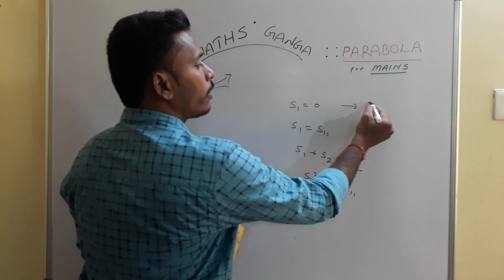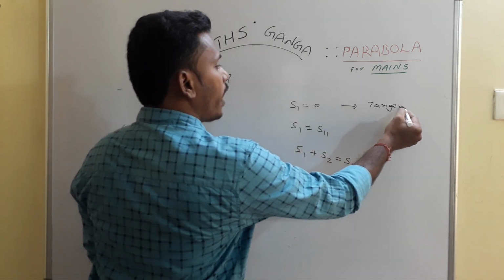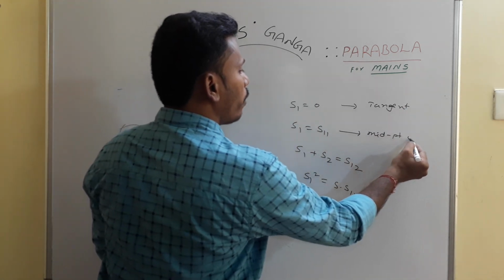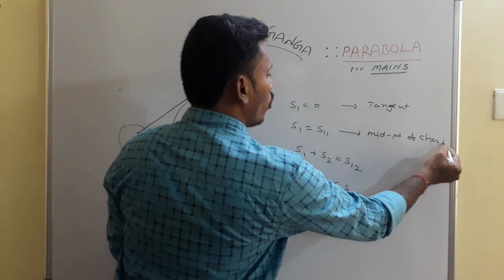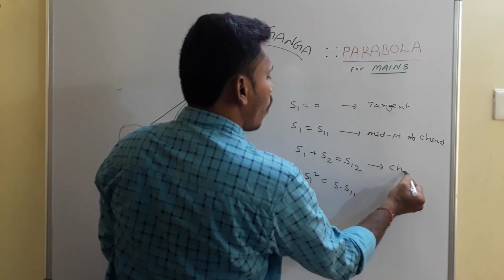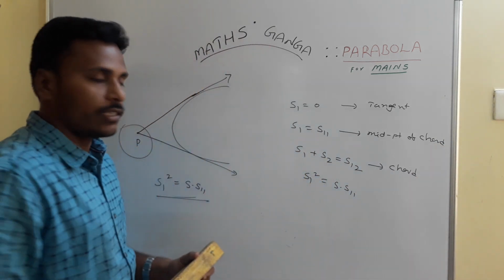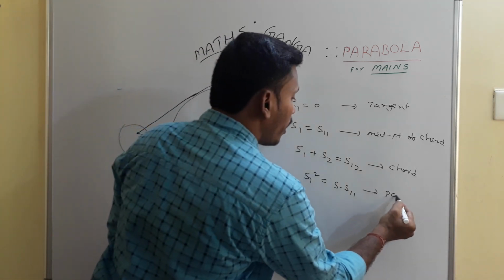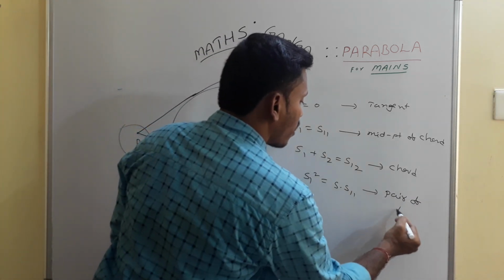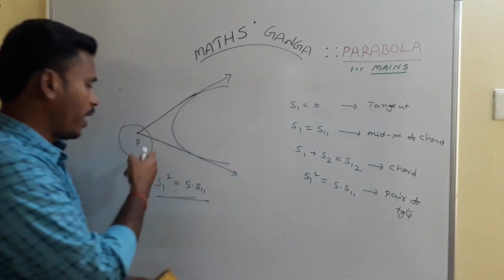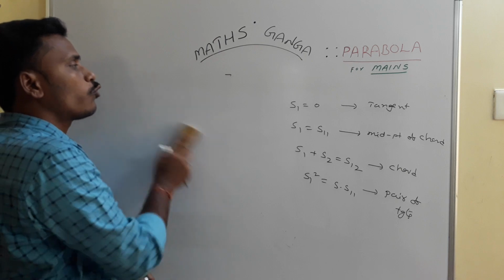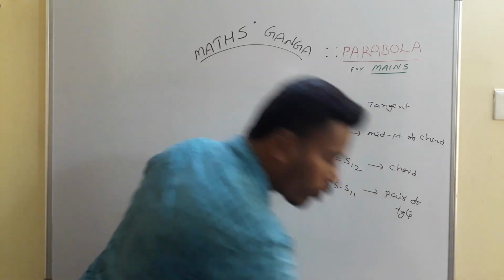This is for the tangent, the equation of tangent at a point P. This is for the equation of the chord when the midpoint of the chord is known. And this is for the chord when the endpoints of the chord, x1, y1 and x2, y2, are known. And this is for the pair of tangents when an external point P is known like this. These are the four different notations useful to find the equation of chords and equation of tangents.